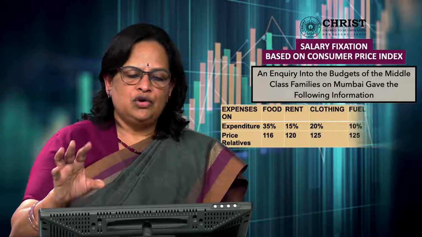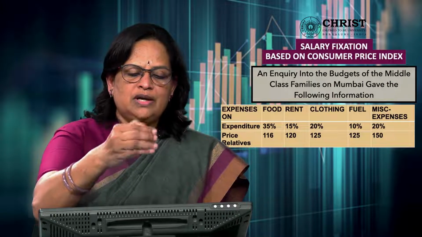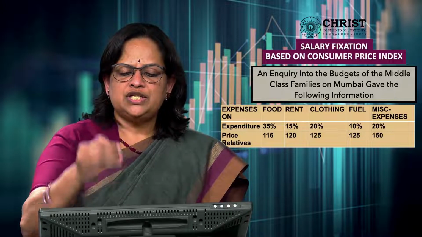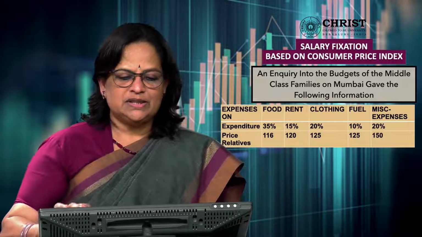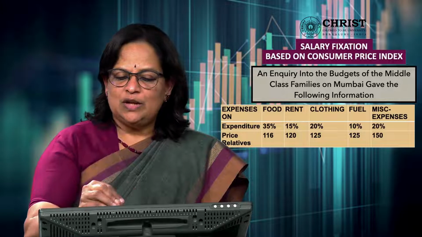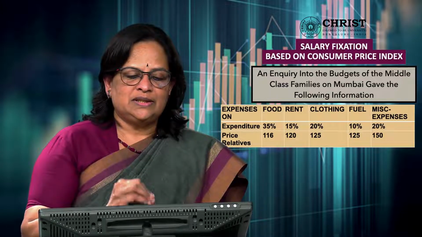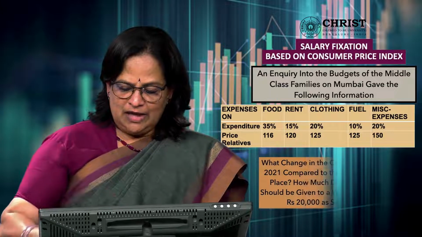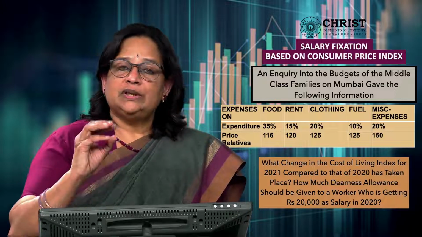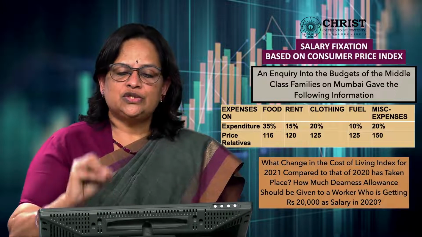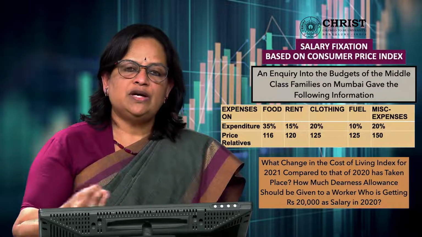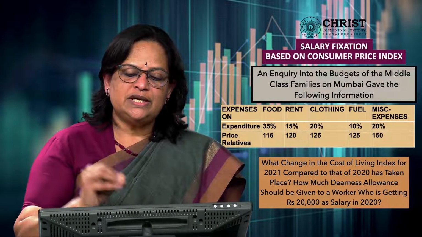Now we will do one more problem. The second problem: an inquiry into the budgets of middle class families in Mumbai gave the following information. Expenses on different items are given: food, rent, clothing, fuel and miscellaneous expenses. Expenditure percentages and price relatives are given, so the weights and the P values are there. The first question is what change in the cost of living index for 2021 compared to that of 2020 has taken place.